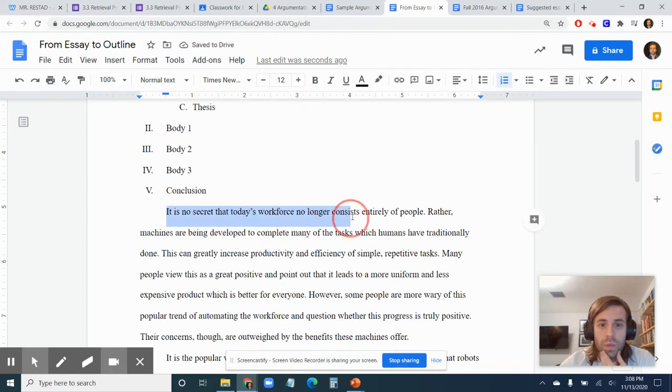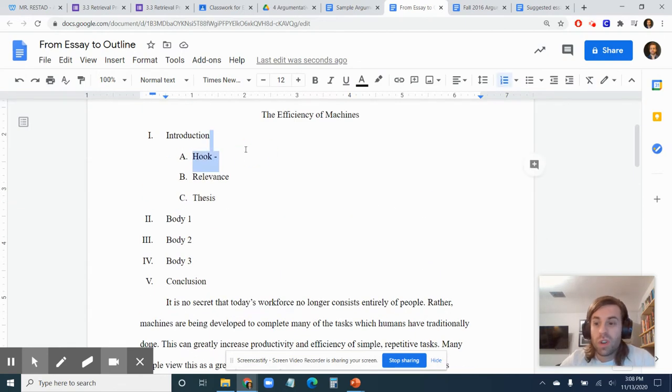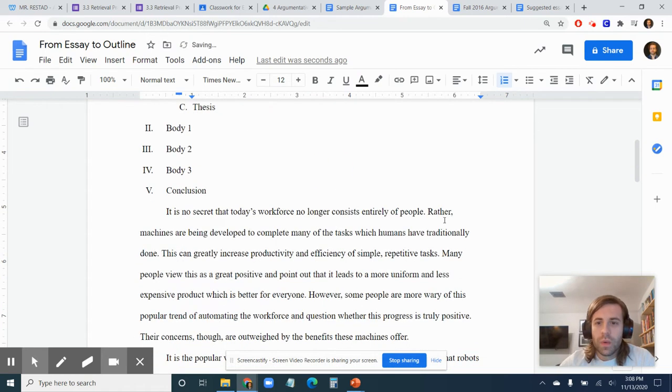It's no secret that today's workforce no longer consists entirely of people. So their hook, I'm going to say from people to machines, and even like autofilled for me. That's all I need to write. I'm just paying attention to like, okay, what are they talking about first in order to get a sense of their structure. Then what do they talk about next?